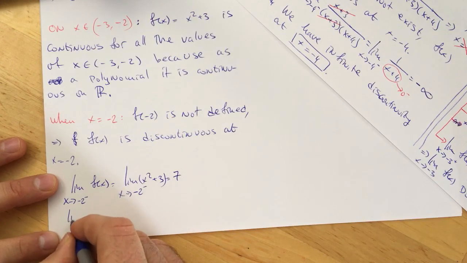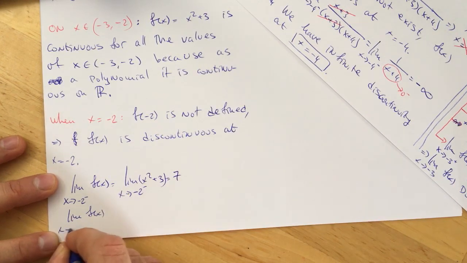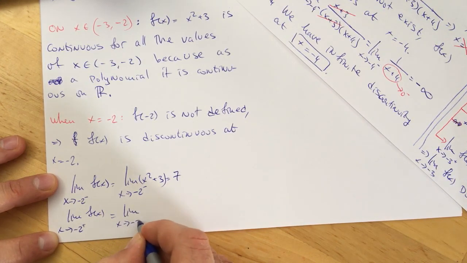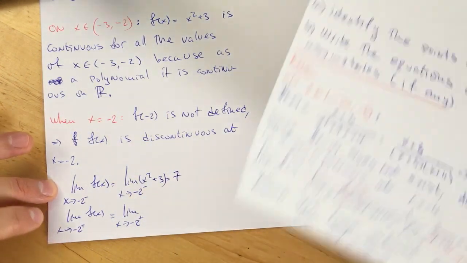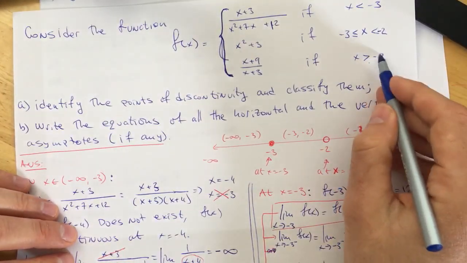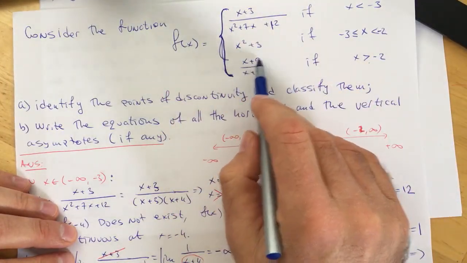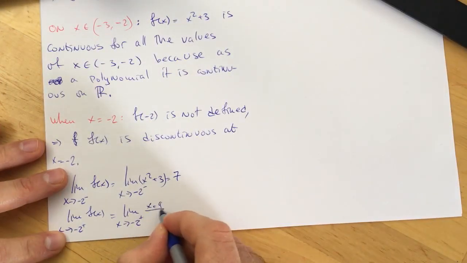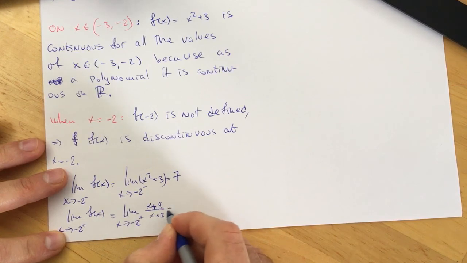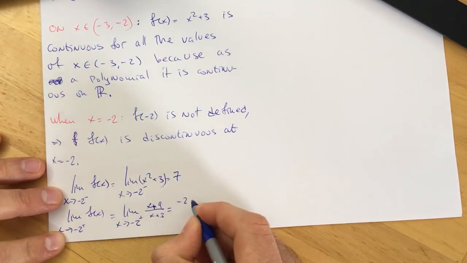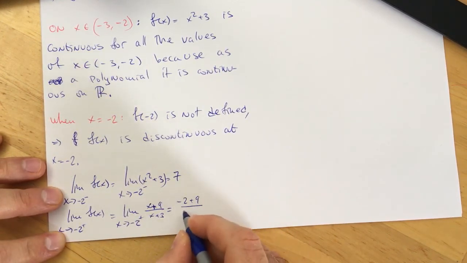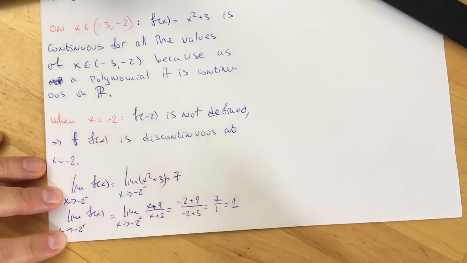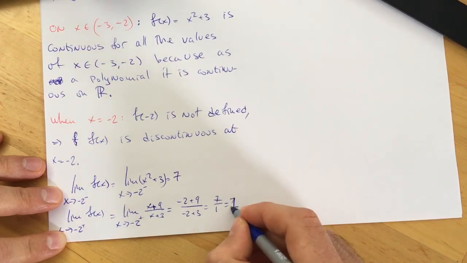On the other hand, the limit of f of x as x approaches negative 2 from the right: when x is greater than negative 2, the definition of the function is x plus 9 over x plus 3. And by direct substitution, negative 2 plus 9 over negative 2 plus 3 is equal to 7 over 1, which is equal to 7.